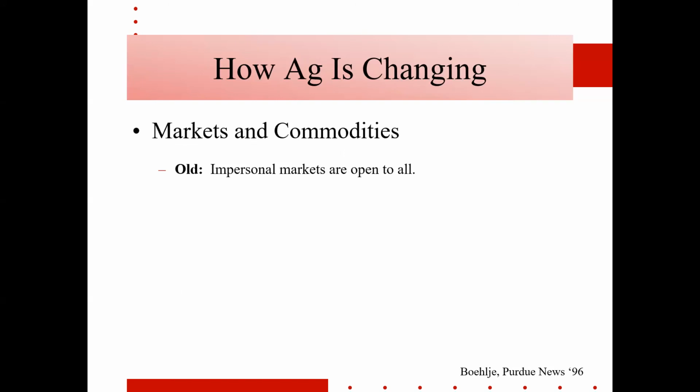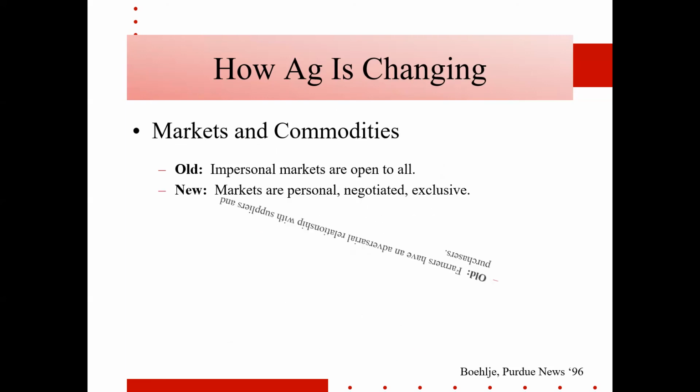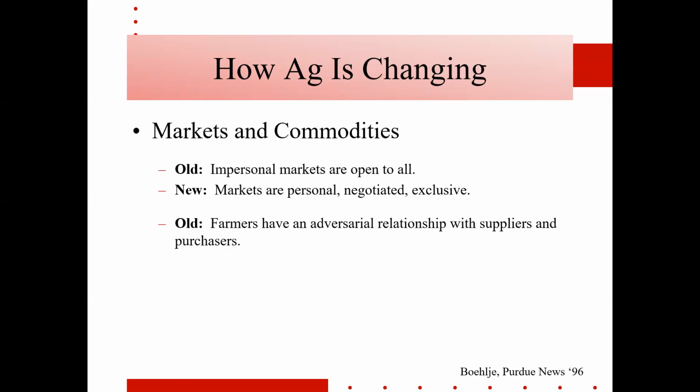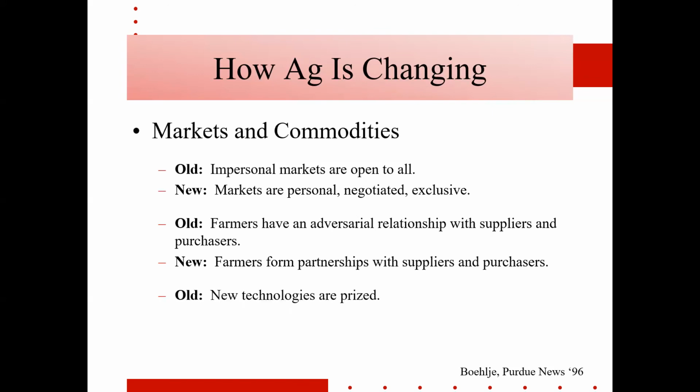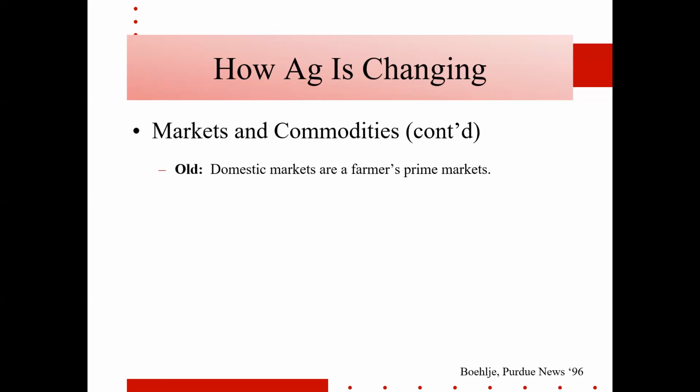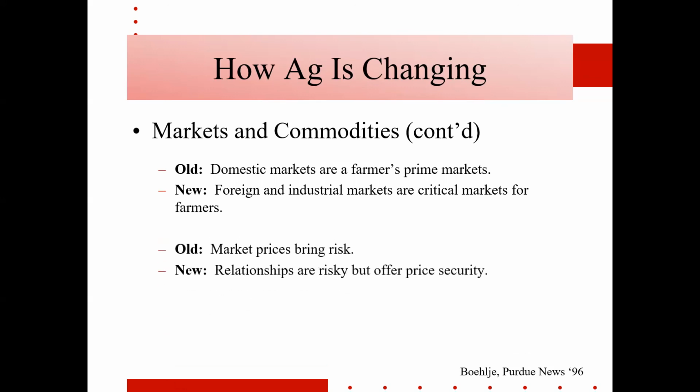In terms of markets and commodities, we can say that impersonal markets are open to all, versus markets are personal, negotiated, and exclusive. Farmers have an adversarial relationship with suppliers and purchasers, versus farmers form partnerships with suppliers and purchasers. New technologies are prized, versus new ways of doing business are prized. Domestic markets are a farmer's prime market, versus foreign and industrial markets are critical for farmers now, right? This is marketing beyond just these domestic boundaries of the states. Market prices bring risk, versus relationships are risky.